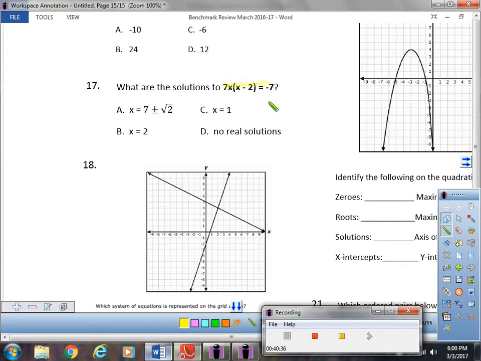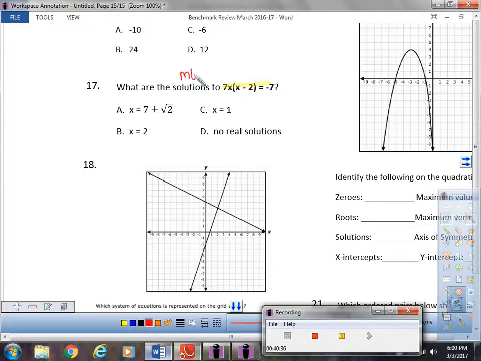Now, in looking at that function, if you multiply 7x times x, that would be 7x squared. And then 7x times -2 would be minus 14x. So this is actually a quadratic. So solutions means I need to find the zeros.